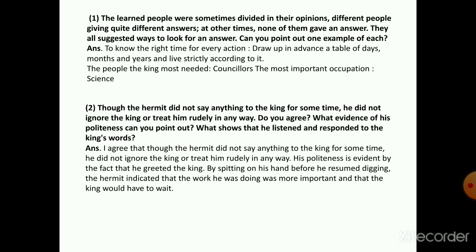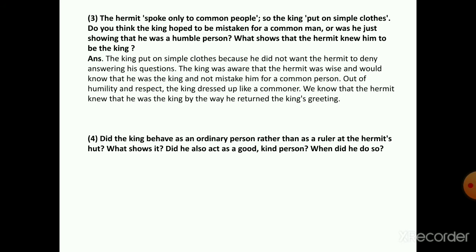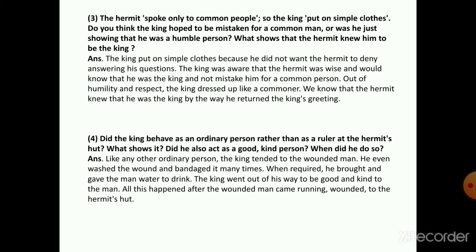You can take a screenshot of all these questions. These are very big questions, so I am not going to read them. Please take a screenshot of it. The remaining two questions, question number 4 and question number 5, and their answers are given here. These are 5 questions. Before, I gave you 2 questions and now these are the remaining 2 questions. Please take a screenshot of it.